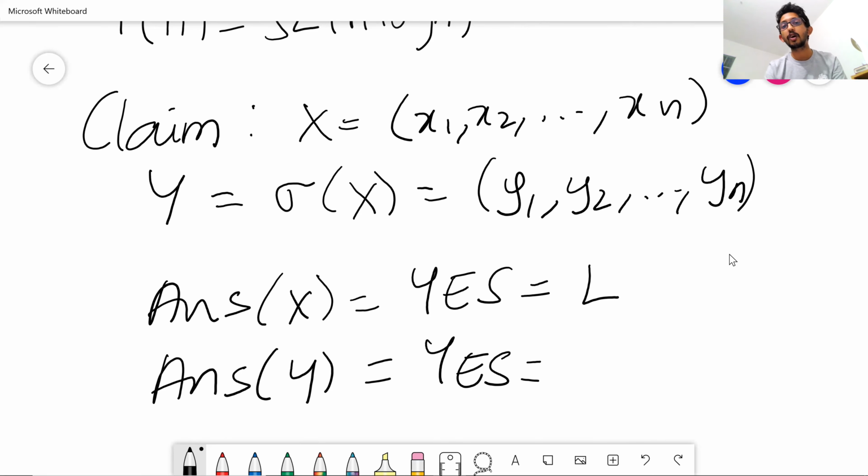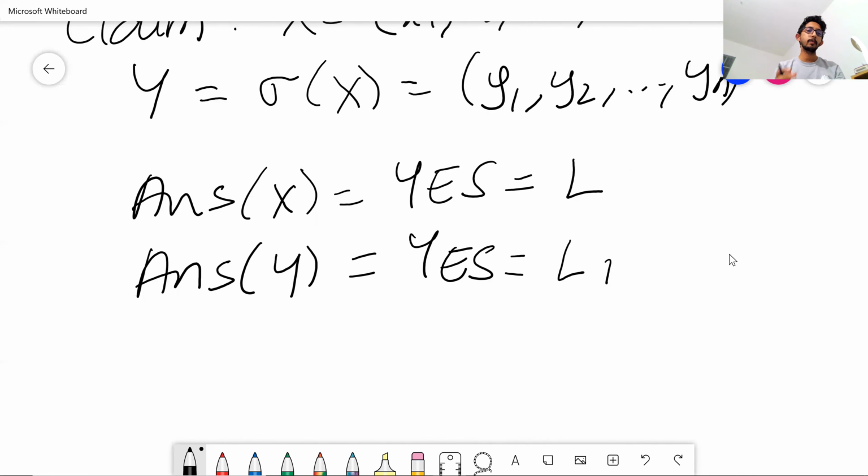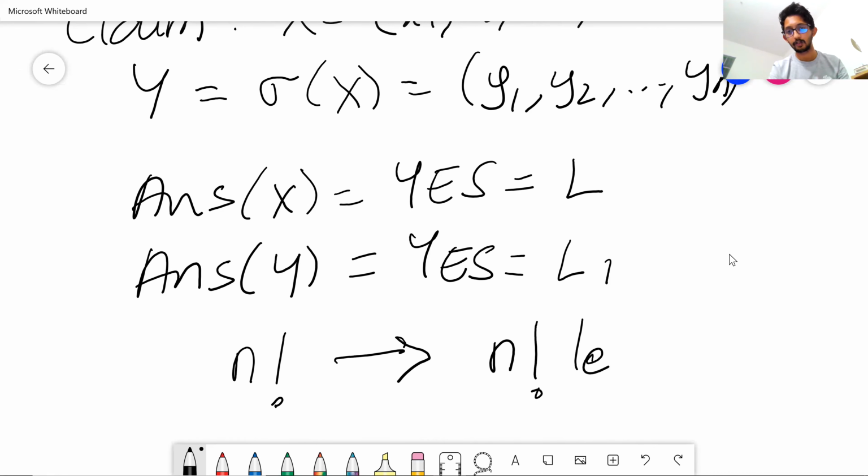But it goes to a different leaf node called L1, whatever. Okay, so if we were able to prove that two permutations of the same array can go to the same answer but in different paths, then an array of n numbers will have n factorial permutations. Okay, and that implies we have n factorial leaf nodes. You see the connection, right?